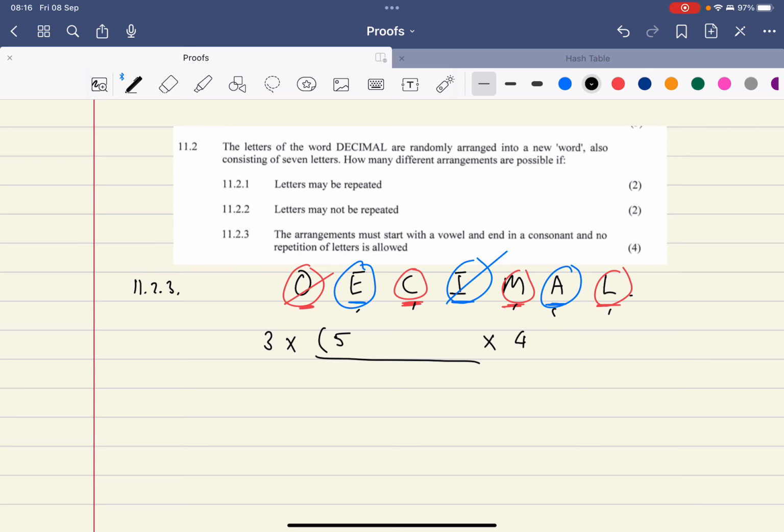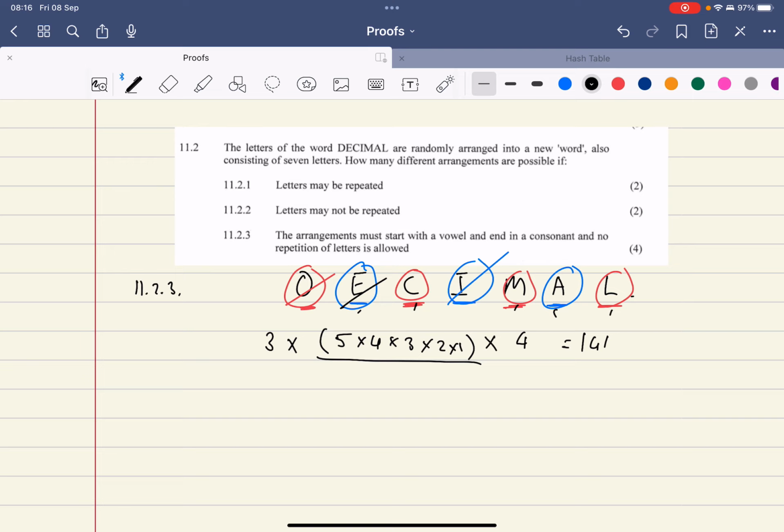So let's say our second letter was E. Now we only have 4 options, 3 options, 2 options, 1 option. And that is equal to 1,440.